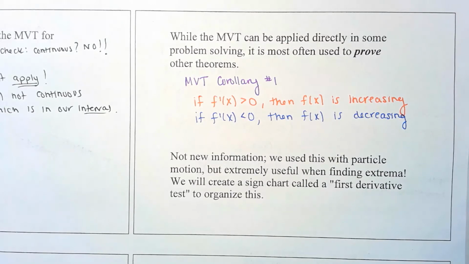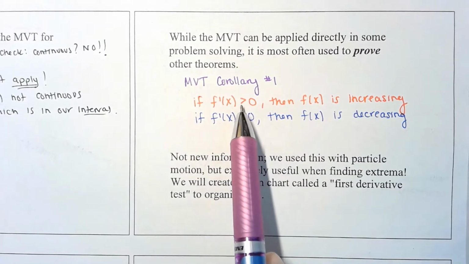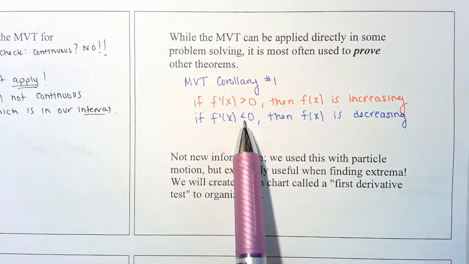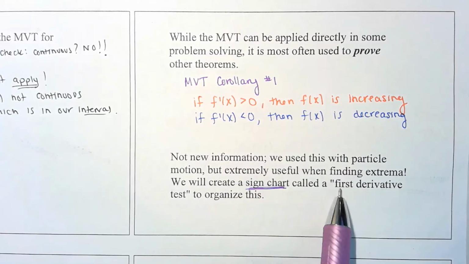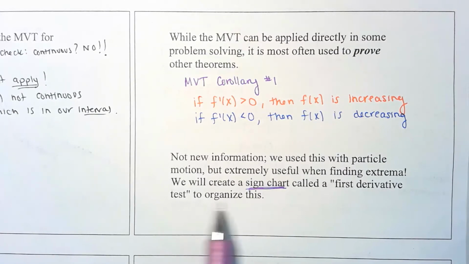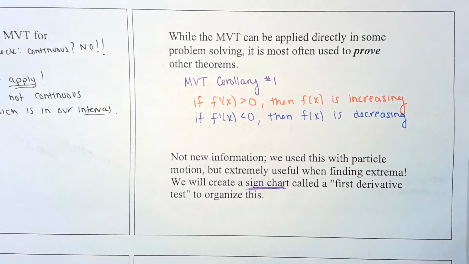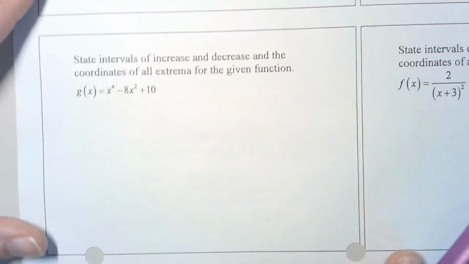What we are going to do in order to determine when a graph is positive or negative, we're going to use a sign chart, and we've been doing sign charts. We did them in Algebra 2, we did them in pre-calc, we did them in some of our homework. And we're going to call this sign chart our first derivative test. We're going to use it to organize a lot of information. Okay? All right, so here we go.